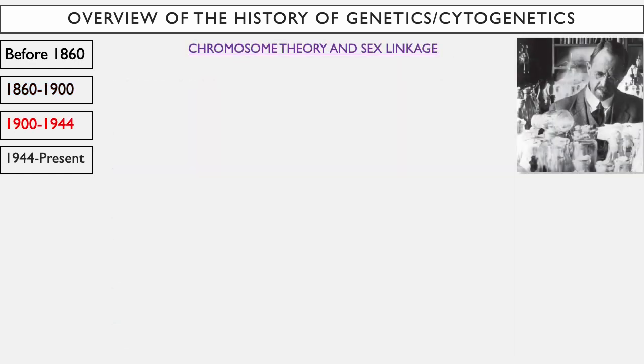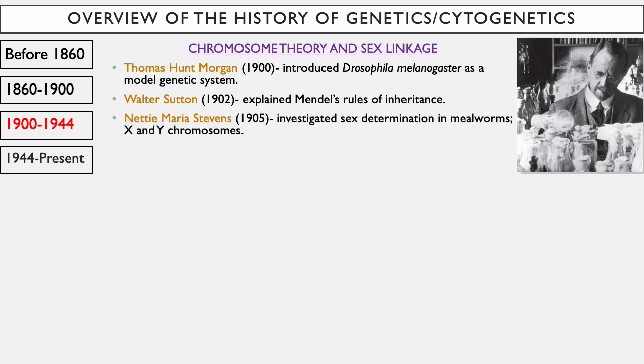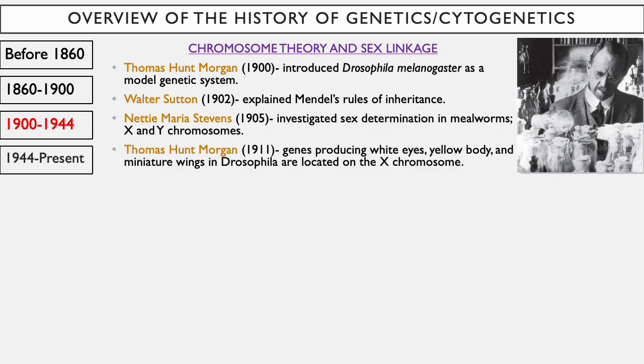During the 1900s to 1944, we have the emergence of the chromosome theory and sex linkage. Thomas Hunt Morgan introduced Drosophila melanogaster as a model genetic system. The Drosophila melanogaster is actually a common fruit fly. Walter Sutton explained Mendel's rules of inheritance, while Nettie Maria Stevens investigated sex determination in mealworms, and she also described the X and Y chromosomes.